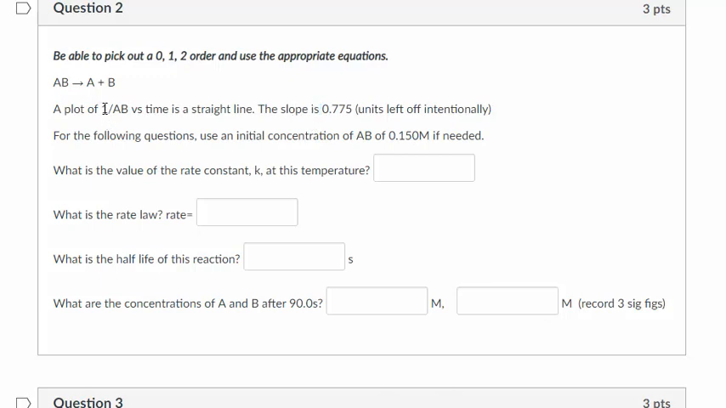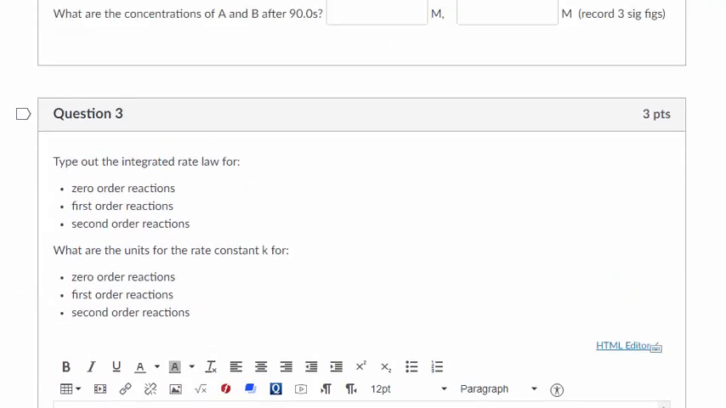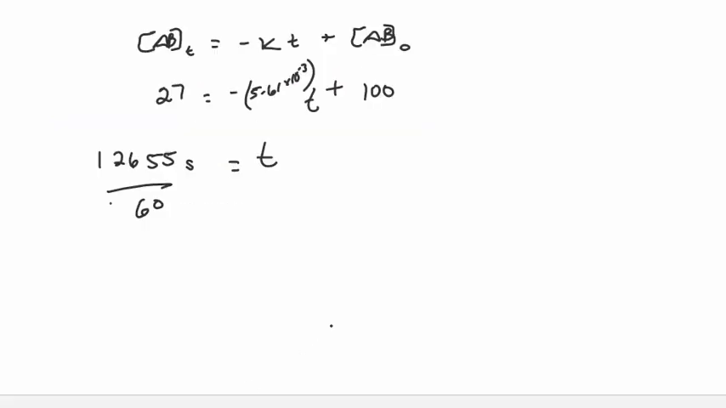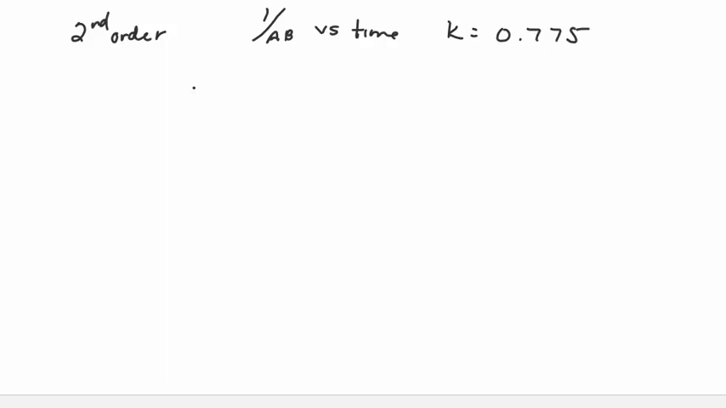So you need to be familiar with what your linear integrated rate law equations are. And actually that's number 3. They're a little bit out of order. But you should know that a plot of 1 over AB versus time being a straight line means we have a second order reaction. And because this is second order, the slope is going to be equal to K. So the K is 0.775 because we're told that that was the slope.